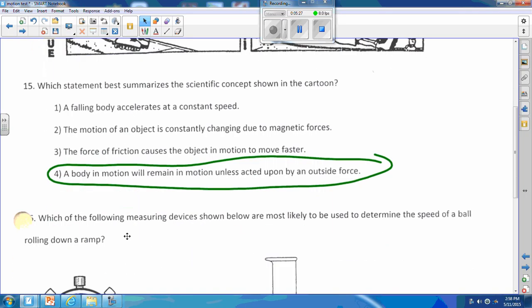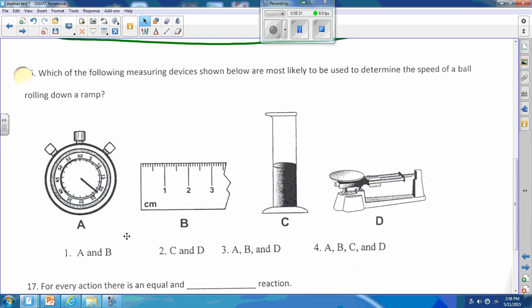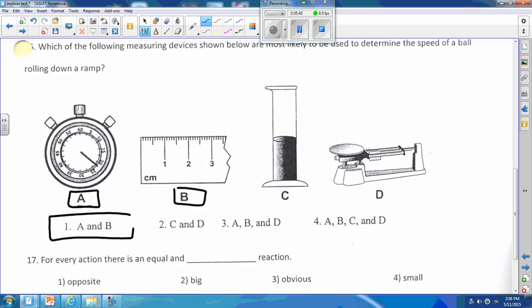Number 16. Which of the following devices are used to measure and determine the speed of a ball rolling down a ramp? Well, you need a stopwatch and you need distance. You need distance and you need time. So measuring distance would be the ruler and measuring time is the stopwatch. So A and B is your answer.